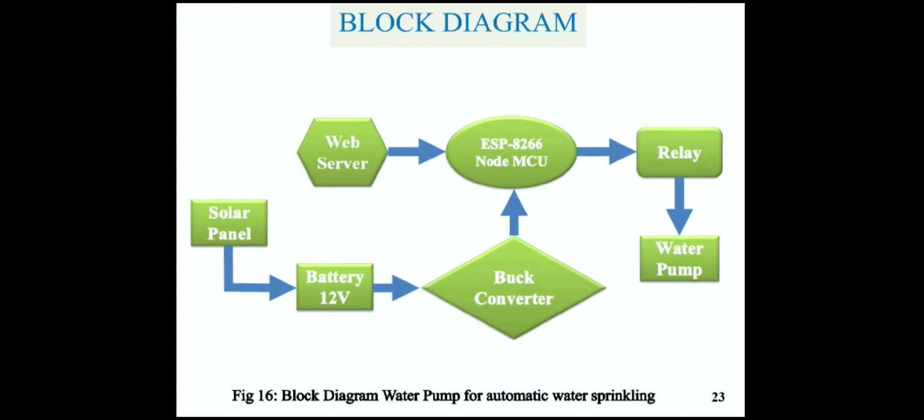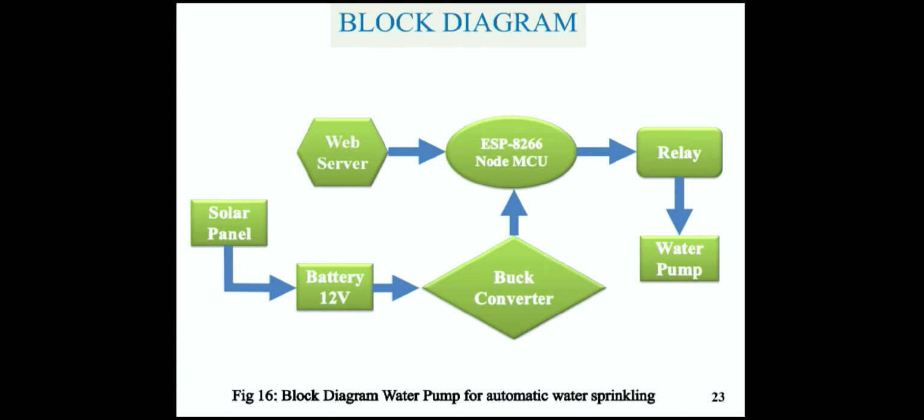Coming to the block diagram part, it displays the working of the water pump. As we know, if the forest catches fire, the flame sensor will detect it and immediately it will send data to the web server. Then from there, the web server will send a signal to the Node MCU of the water pump circuit, which will activate the relay and the water pump will start sprinkling.